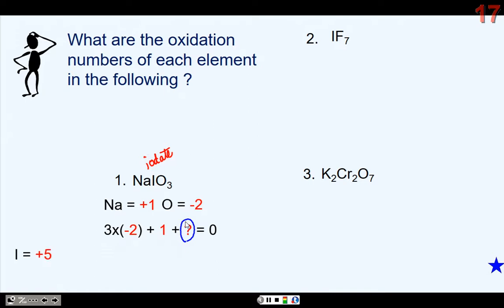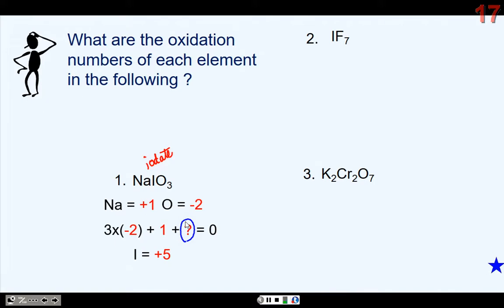And so the iodine has to be +5 to make it all add up to the sum of 0. So iodine turns out to be +5. So here's an example of halogens not being -1. It depends on what context you find them. Don't be too sure.